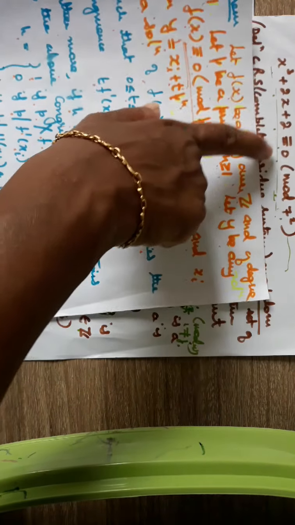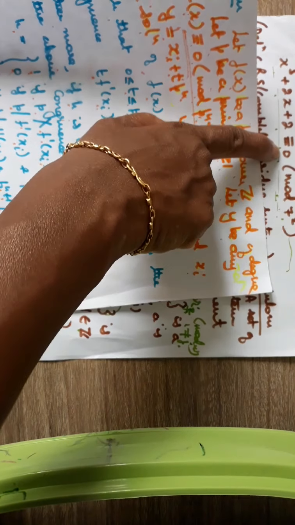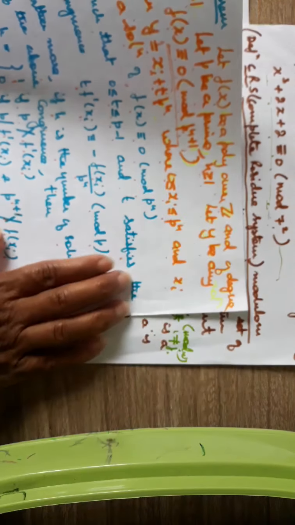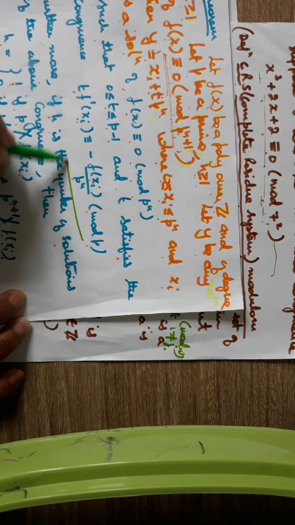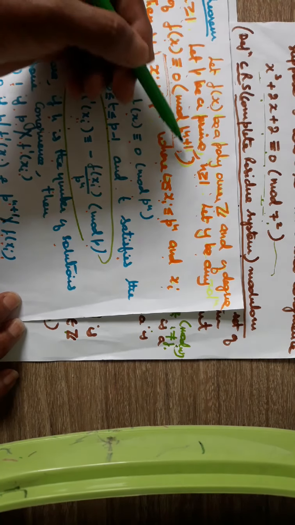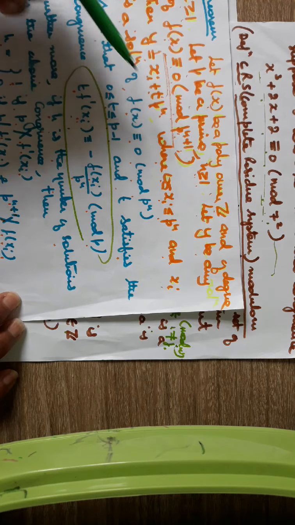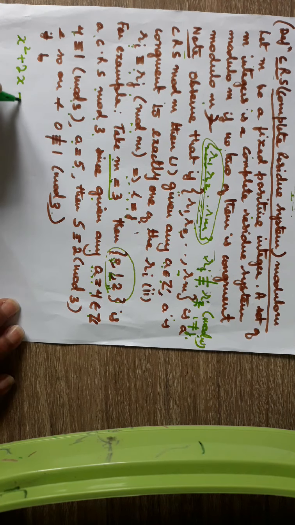So in this case, first we have to find the solution of the congruence modulo 7 in order to find the solution of the congruence modulo 7 squared. And t satisfies this one. This is an important formula to find whether the solution of this f(x) congruence modulo prime power exists or not. Based on this, I am going to solve this problem, that is x cubed plus 2x plus 2 congruent to 0 mod 7 squared.